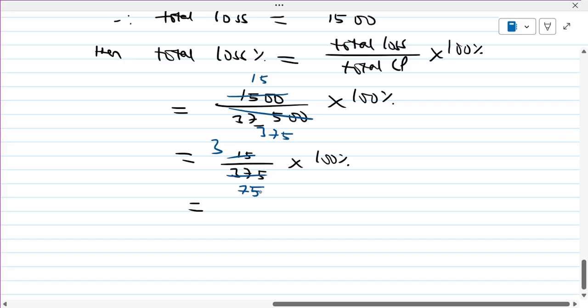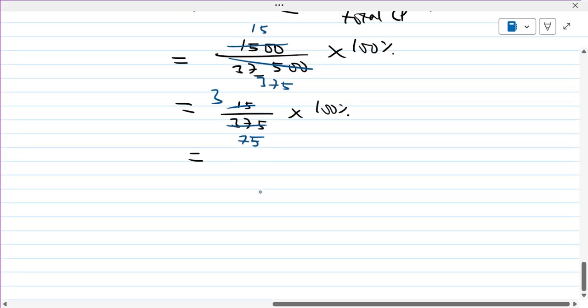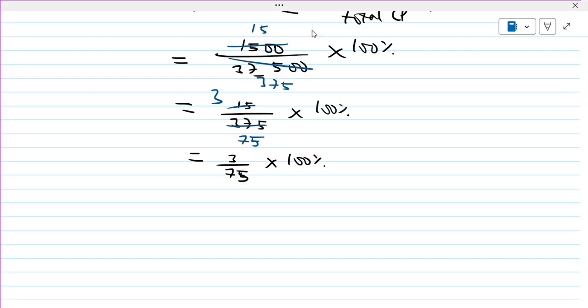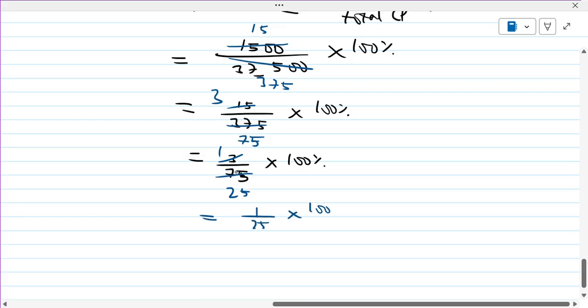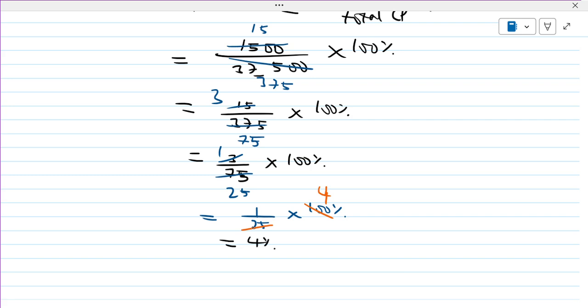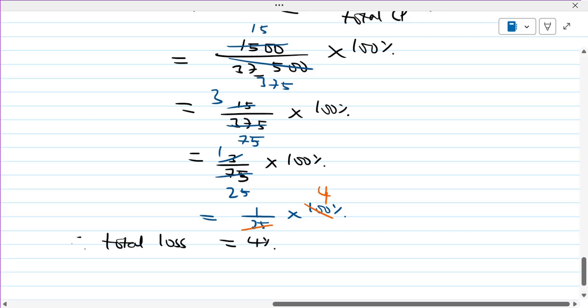And once we do that, the 75 and 3 again we can cut by 5, is it? So let's copy down first, and then let's show the cancellation one more time. So by 3 you can cut 3 1s are 3, 3 2s are 6, 3 5s are 15. So there is 1 by 25 into 100 percentage, is it? And this 25 and 100 can cut by 25 for 4 times. 25 4s are 100, is it? So this way you get 4 percentage as total loss. So therefore total loss in the transaction is 4%, or total loss percentage is 4%.